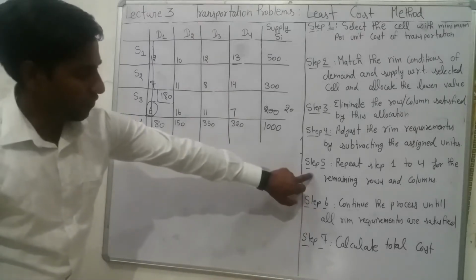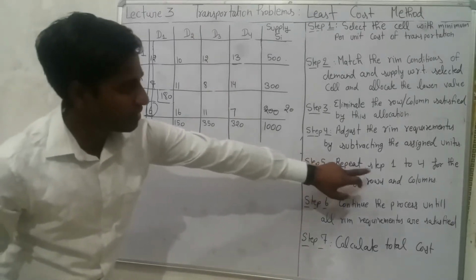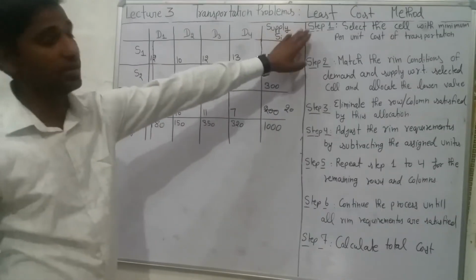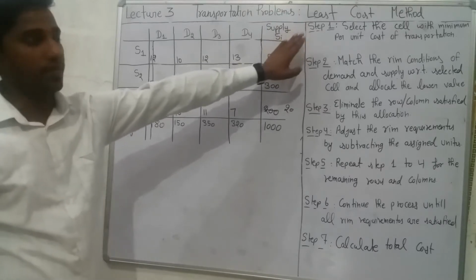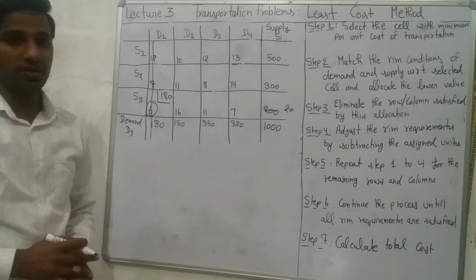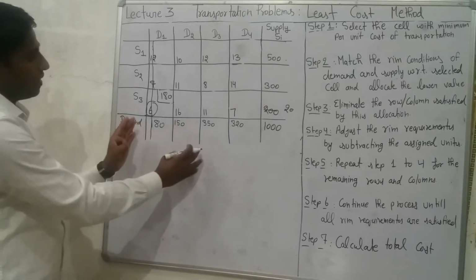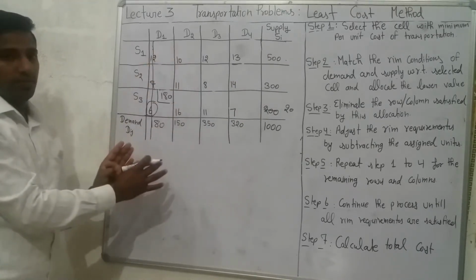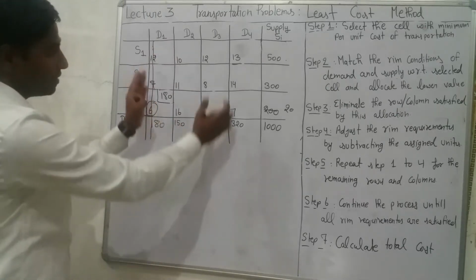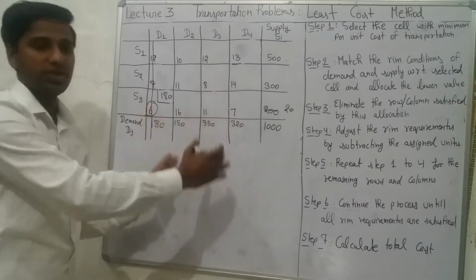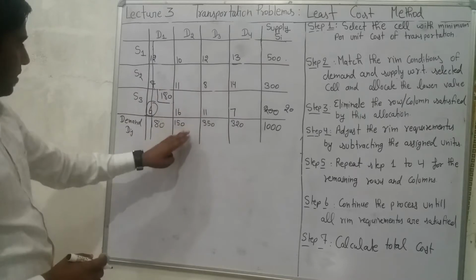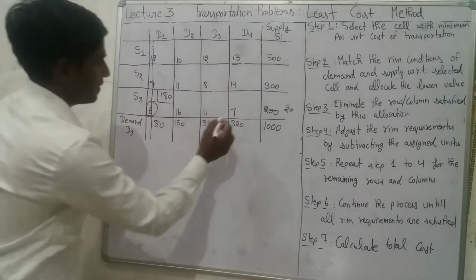So let's move on to the next step. In step 5, what we have to do? We have to repeat step 1 to step 4. So again we have to start the process from step 1. So what was step 1? Select the cell with minimum per unit cost. Remember, now we are not going to include the first column, which we have deleted. Now we have to select the minimum cost out of the remaining rows and columns. So if we locate the minimum cost, it is 7.